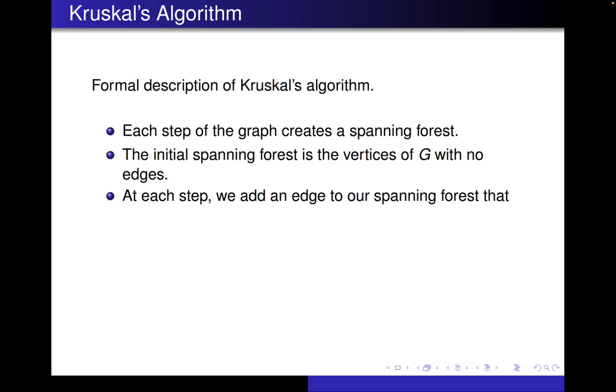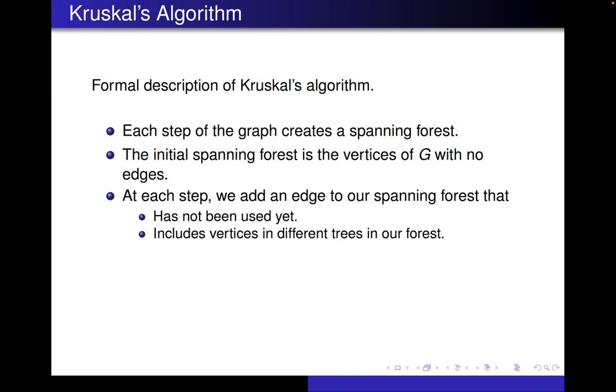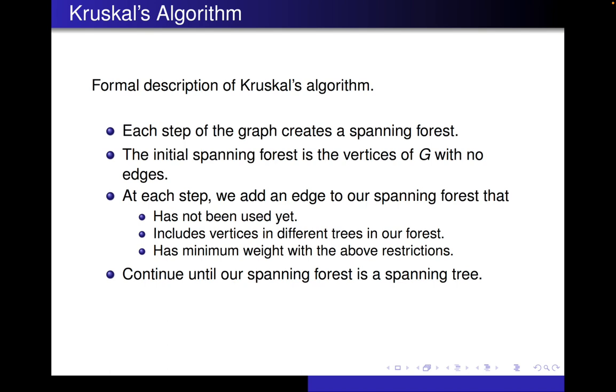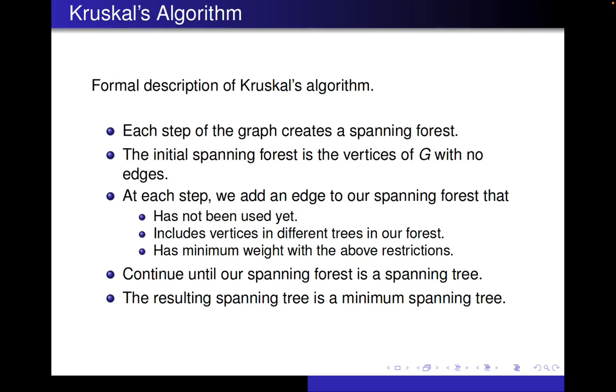At each step, we're going to add an edge to our spanning forest that satisfies three properties. First of all, it has to be an edge that we haven't used yet, because we want to contribute to getting closer to a minimum spanning tree. Secondly, it has to include vertices in different trees in our forest. So if you look at all the trees in our forest, we're just taking two of those trees, a vertex in each of those trees, and including an edge that includes both of those vertices. And then among all those, we're going to choose the one that has minimum weight with those two restrictions. And then we keep continuing until our spanning forest is a spanning tree. And as it turns out, that resulting spanning tree will be a minimum spanning tree.